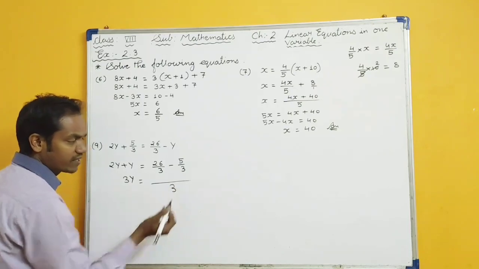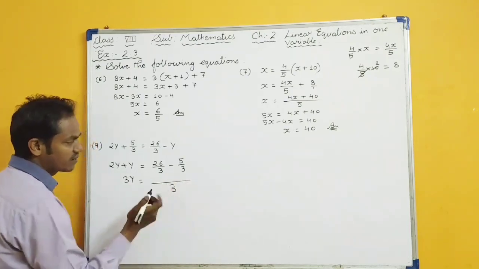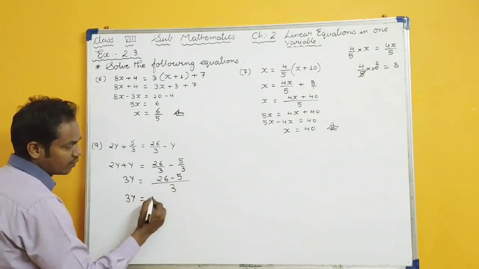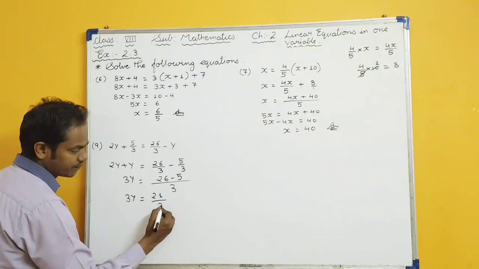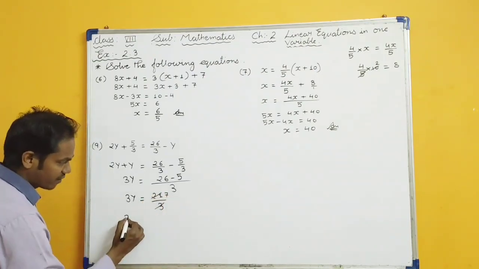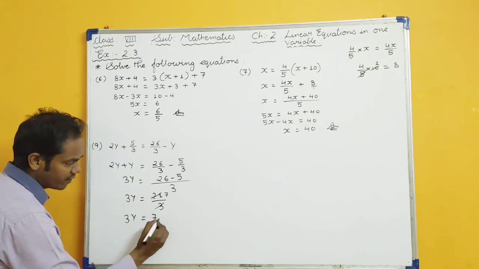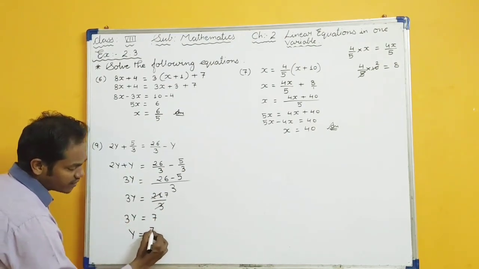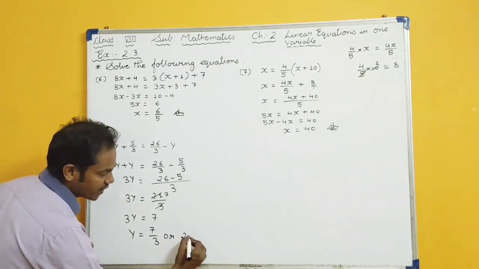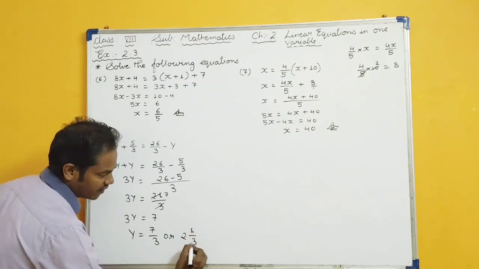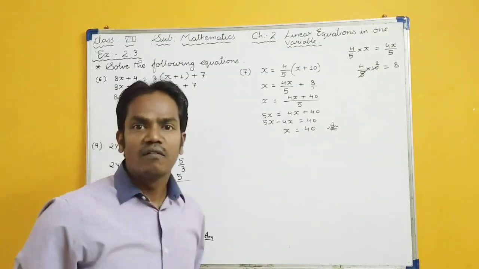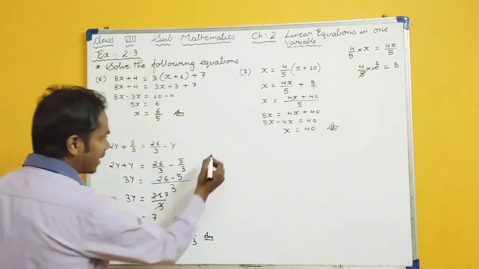Denominator are same. So LCM will also same. LCM of 3 and 3 is 3. So 26 minus 5 is equal to 21 upon 3. 3 7s are 21. So what is remaining? Only 7. So 3y is equal to 7, or you can say y is equal to 7 upon 3. Or when you change it into mixed fraction, 3 2 is 6, remainder 1 and 3. This is your answer. Same question you can solve with the help of second method.